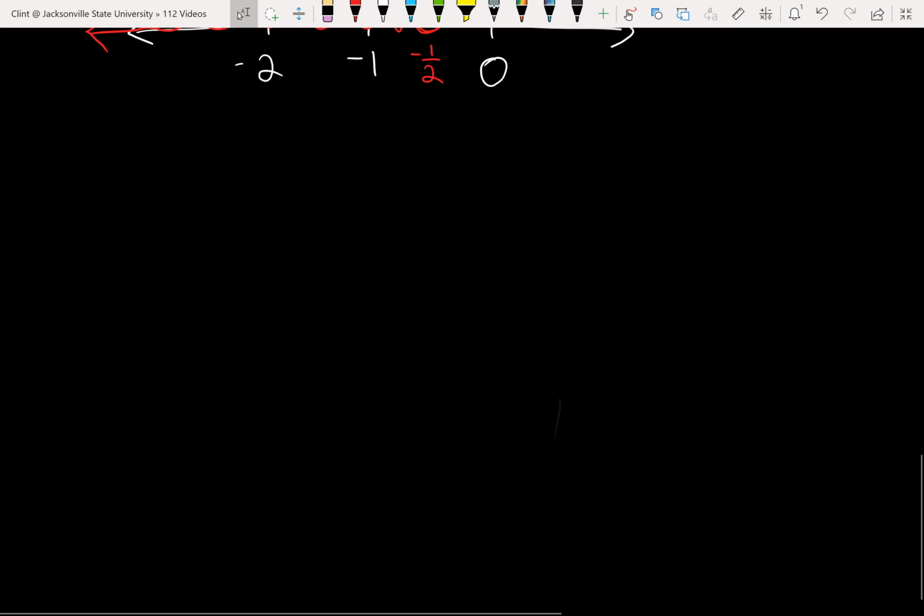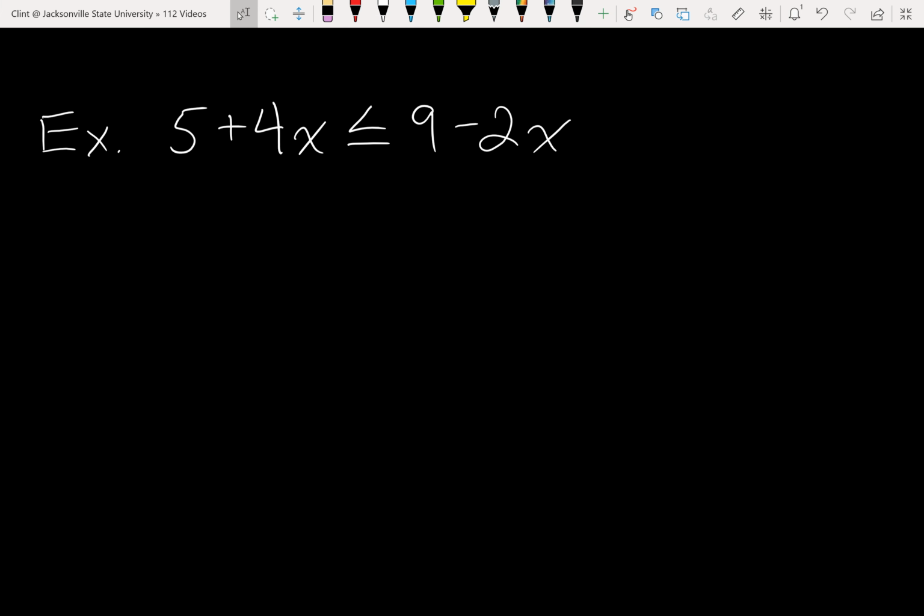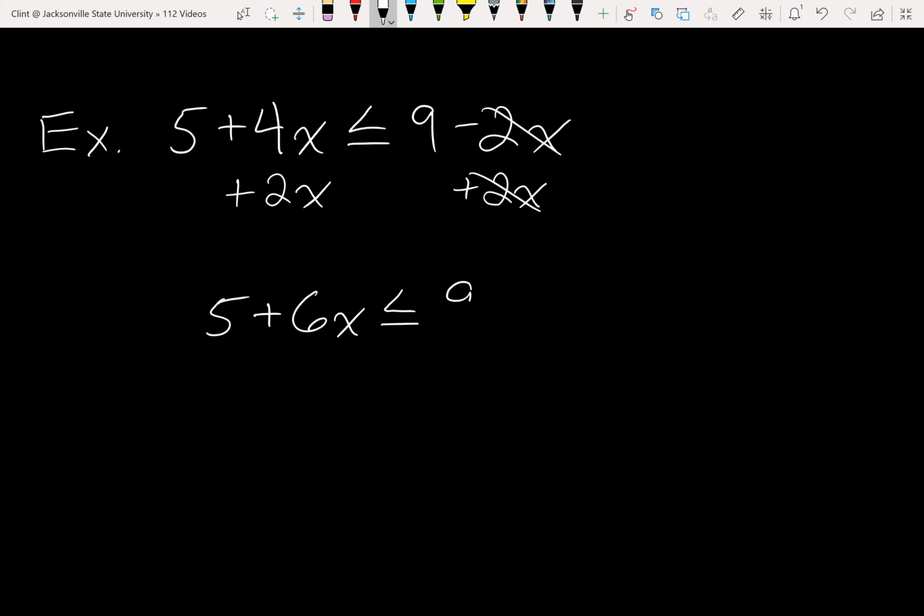All right, one more. Okay, one more here. We've got 5 plus 4x is less than or equal to 9 minus 2x. Okay. So here we've got x's on both sides, so we want to get those both on the same side. So what I'm going to do is add 2x to both sides. Okay, so that'll be 5 plus 6x less than or equal to 9.